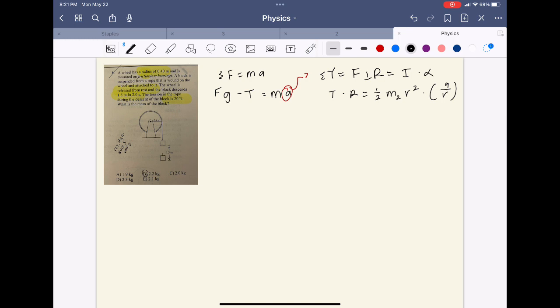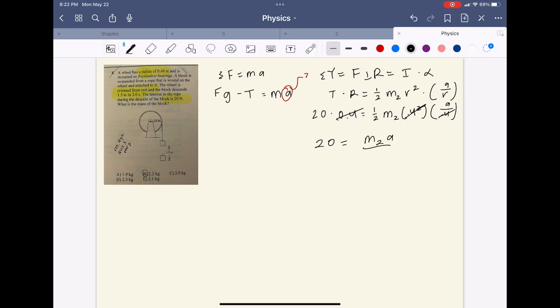So now I'm going to plug in some numerical values. Our tension is going to be equal to 20. Our radius is going to be 0.4. We have 1/2. We still don't know M2. Our radius right here is going to be 0.4 squared. And then we have A over R, which is 0.4. As you can see, that 0.4 cancels out, and then that one cancels out across. So the radius cancels out all around.